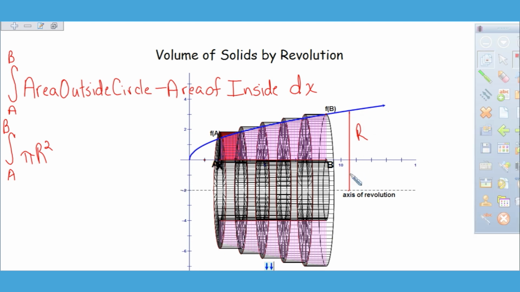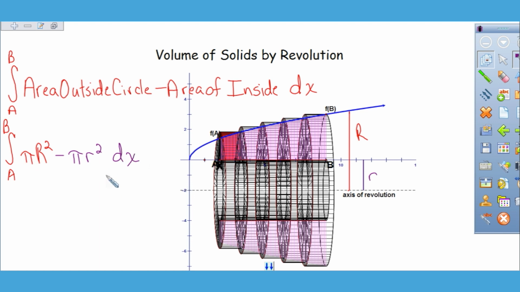The little circle is right here. So this little guy, because he's a small radius, we're going to call him little r. Okay? So the area of the outside circle is pi big R squared, and the area of the inside circle is pi little r squared.